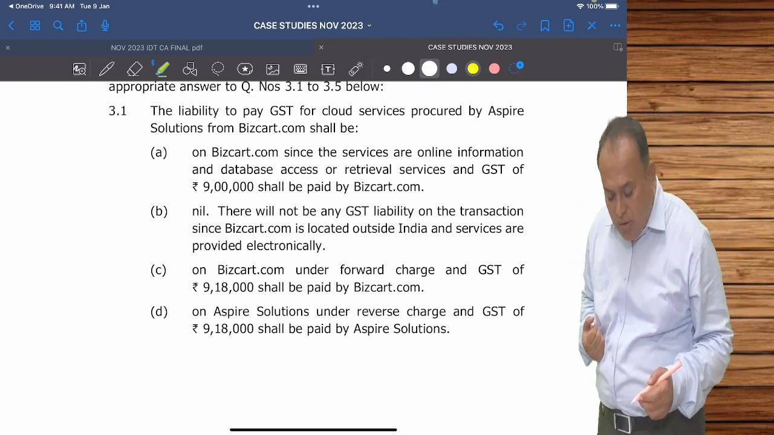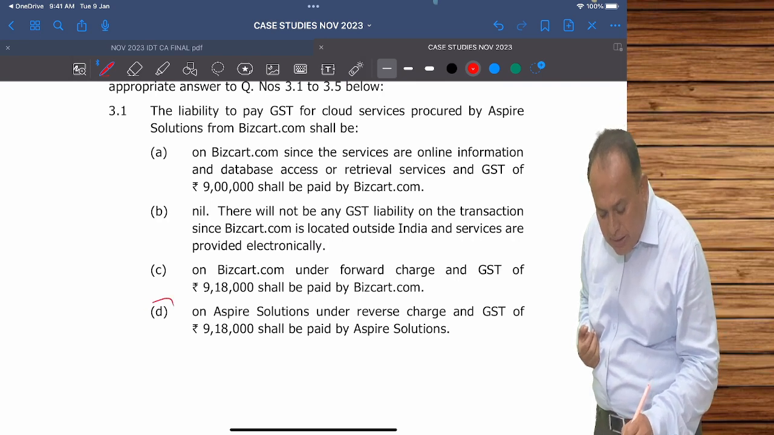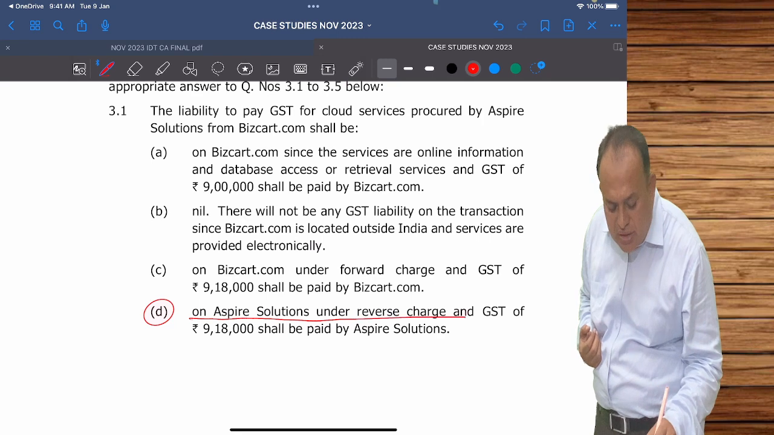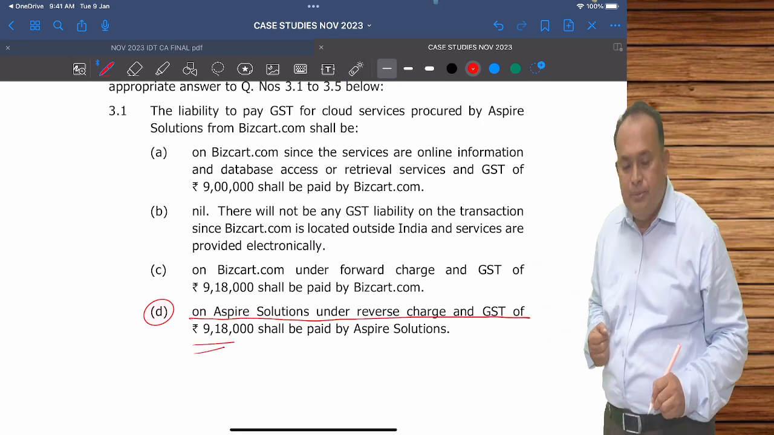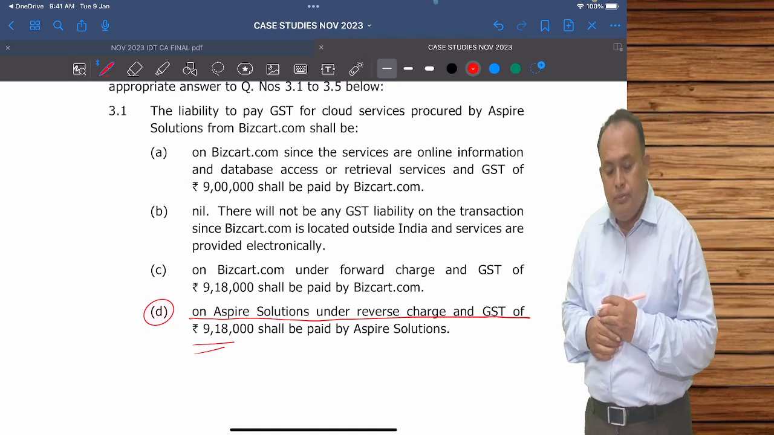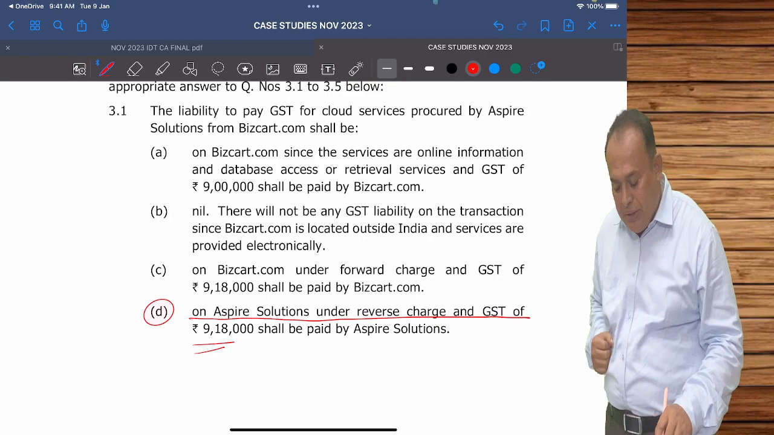So here, which answer is correct? If you refer straight away to point number D, Aspire Solutions under reverse charge is liable to pay IGST of 9,18,000, being a recipient liable to pay GST under RCM. Is it clear?